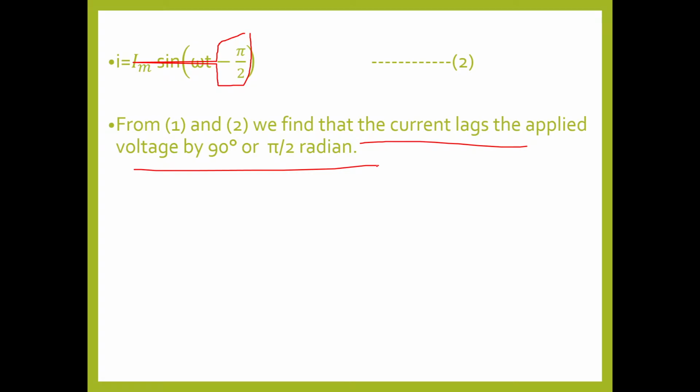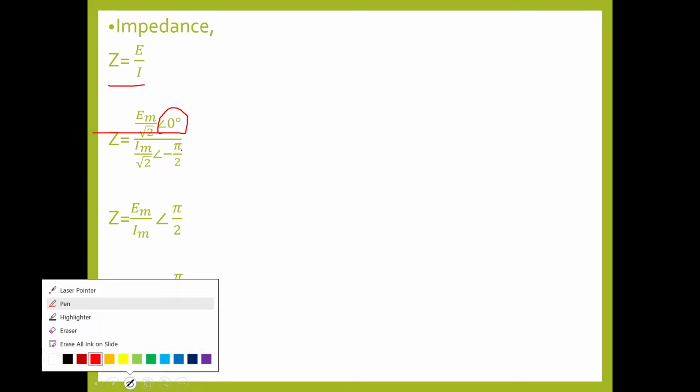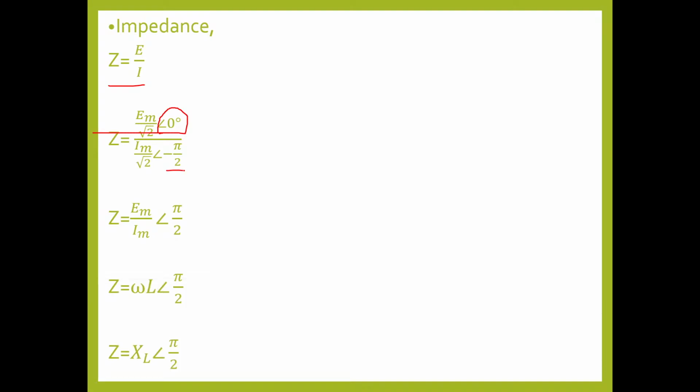Now if you find the impedance for the given circuit, Z is equal to E by I. Capital letters represent RMS values, so instead of E you can write Em by root 2, and instead of I you can write Im by root 2. What is the phase angle of E? There is no phase angle in the voltage equation, so that is 0. In the current equation there was a phase angle of minus pi by 2.